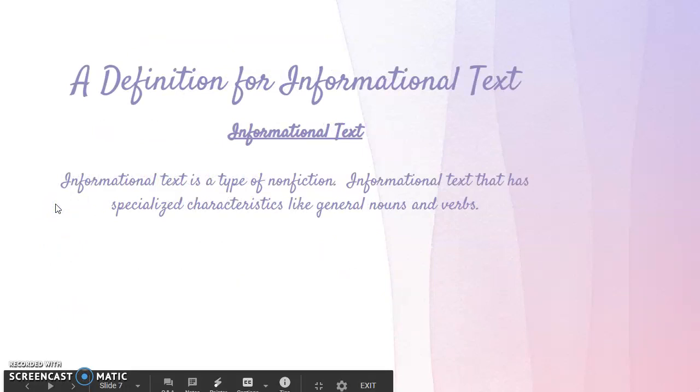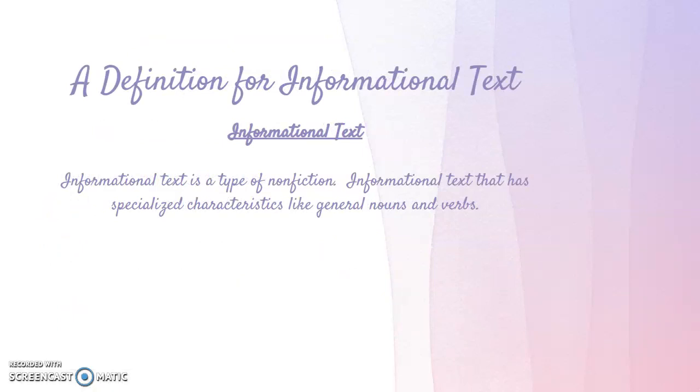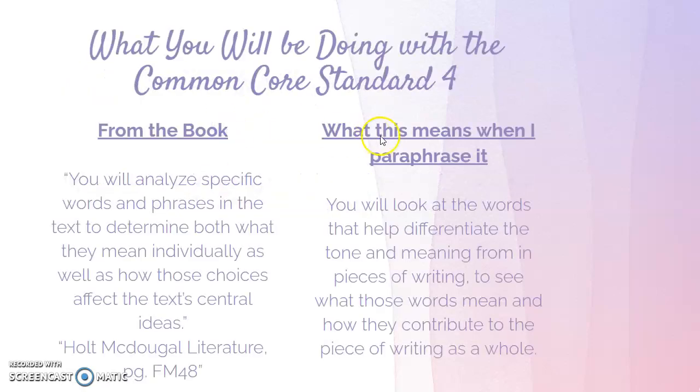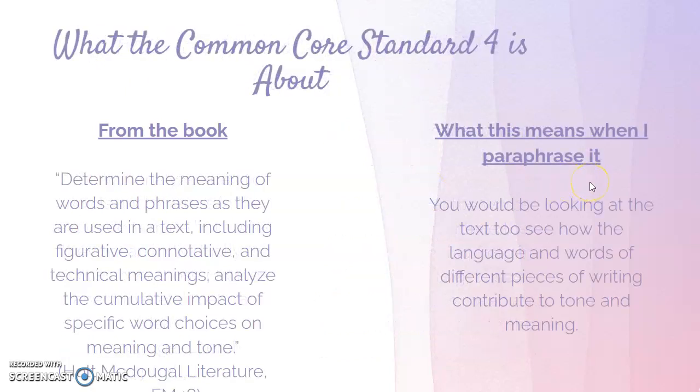So an informational text is a type of nonfiction which involves general nouns and verbs. For this standard, you will look at writing and learn how different words differentiate the tone and meaning from other pieces of writing, what those words mean, and how they contribute to the whole piece and what it's about. An example of this would be, how do the words in a courtroom document, which are very formal, contribute to the tone and meaning of that document compared to a newspaper article, which is pretty informal.